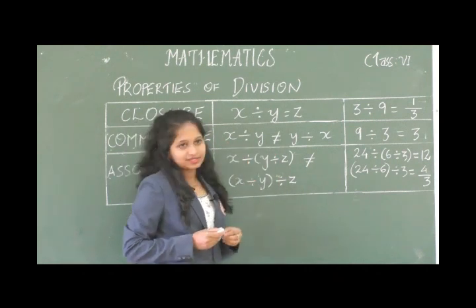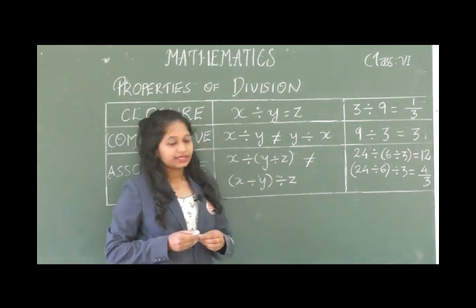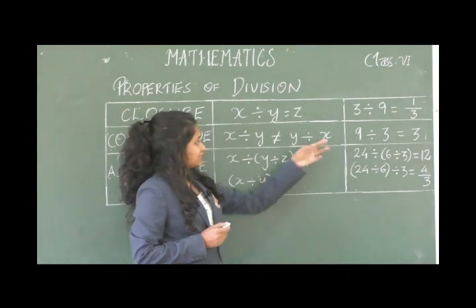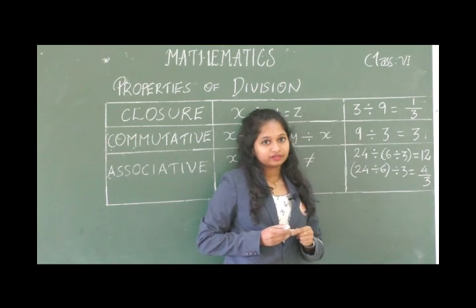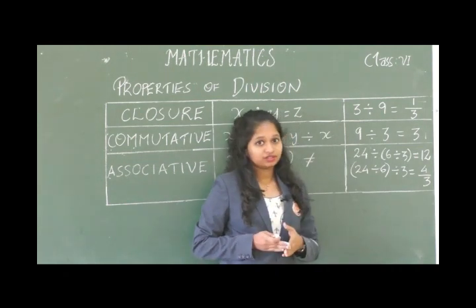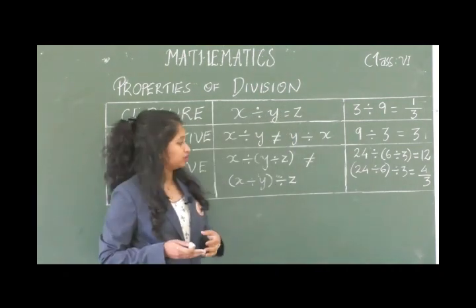For x and y, let us take 3 and 9. 3 divided by 9 is 1 by 3, but 9 divided by 3 is 3. That means both are not equal.